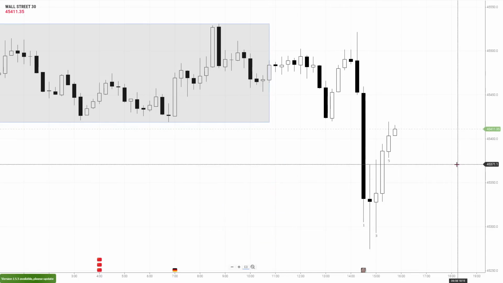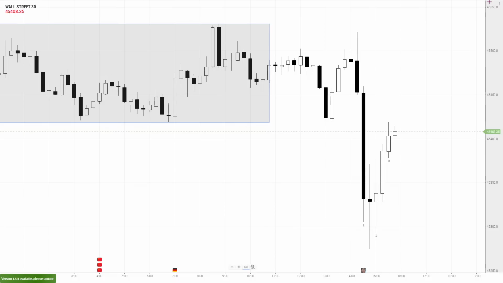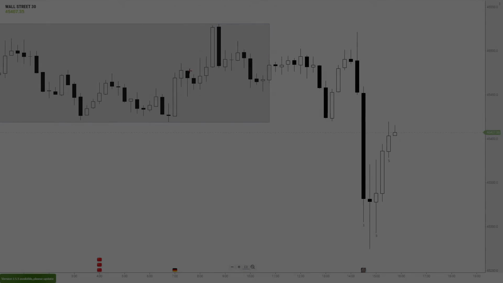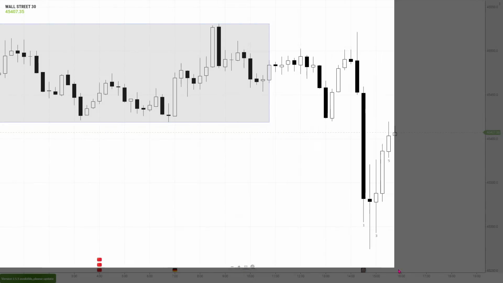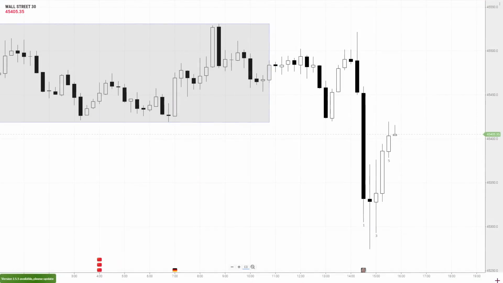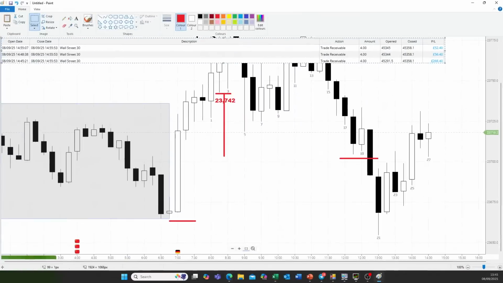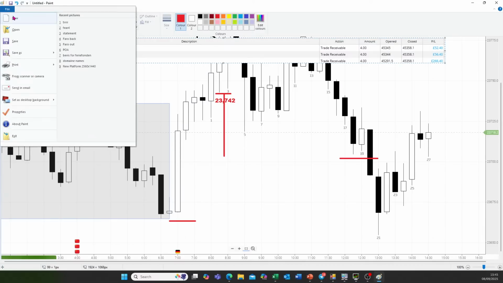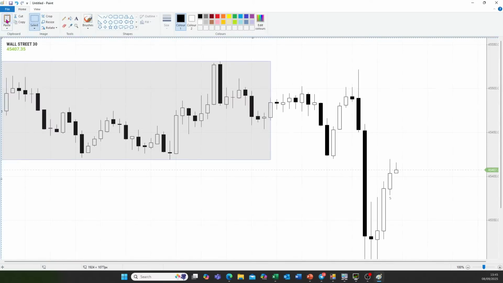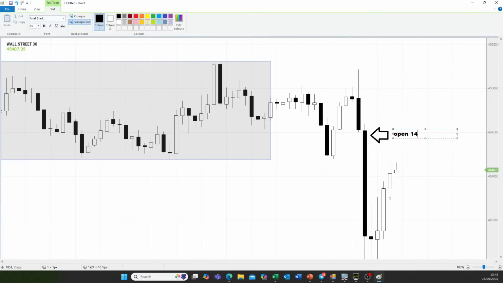Now, this is the point where I would like to take a screenshot so I can demonstrate this in Paint, because I think it's an important lesson to impart to you. And I'm going to do that with some lines. So this is the open. And we'll put open 15 minutes.